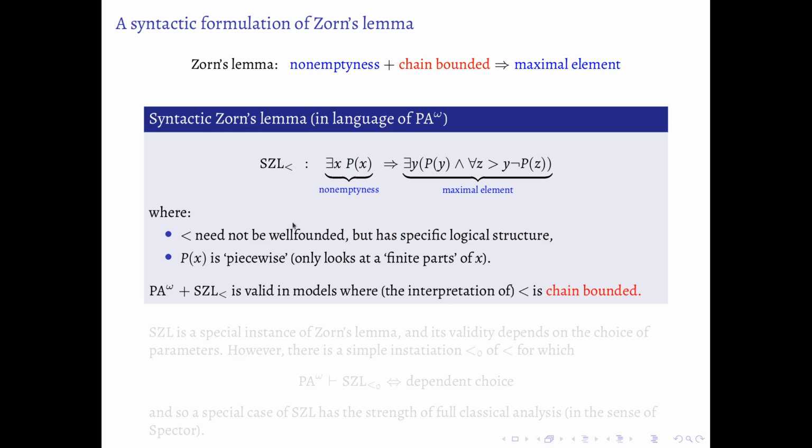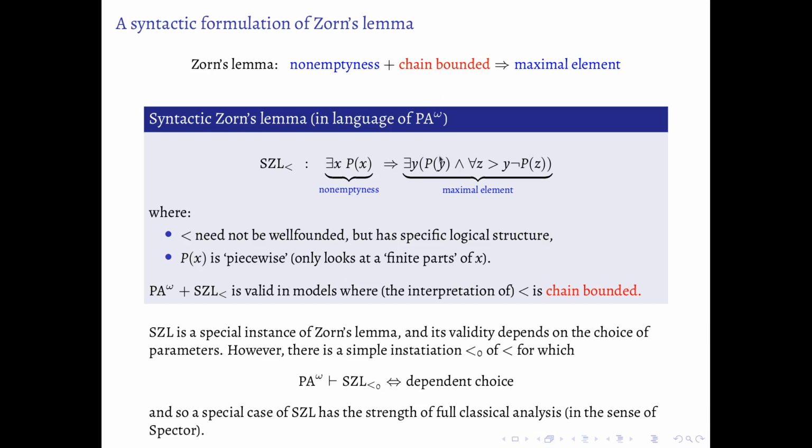So these syntactic conditions are chosen so that the syntactic form of Zorn's lemma is valid in reasonable models. I'm going to give a very concrete example of my syntactic Zorn's lemma, where chain boundedness is something that is true when we look at an interpretation of the principle. So what I've done here is I've taken one assumption and formulated this in a syntactic way, and the other one is dealt with semantically in the background. So this is very much a special instance of Zorn's lemma. Its validity very much depends on the choice of parameters, so I can choose stupid parameters for which this has no reasonable model.